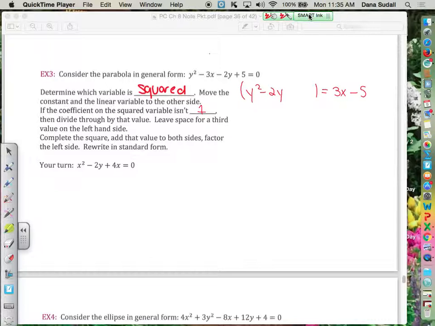Okay. And then we're going to complete the square. So half of 2 is 1. 1 squared is 1. I added 1 to the left. We'll add 1 to the right. So we completed the square. Add that value to both sides. We just did that. Factor the left-hand side. So y minus 1 quantity squared. And 3x minus 4. And then we'll rewrite in standard form. We're going to solve for the linear term.